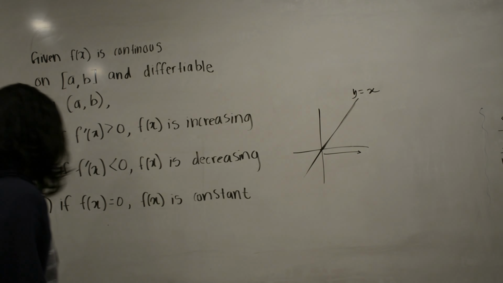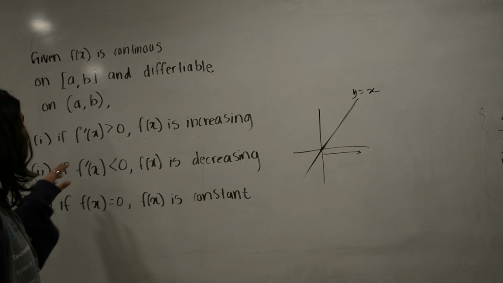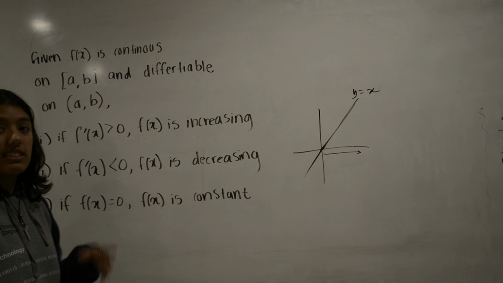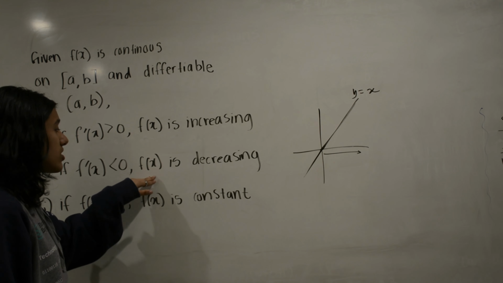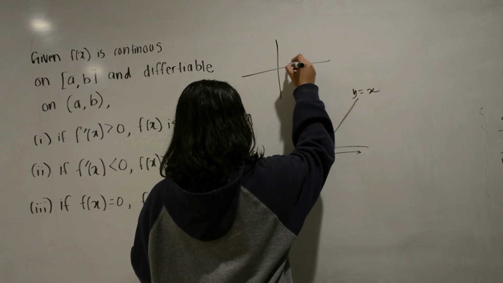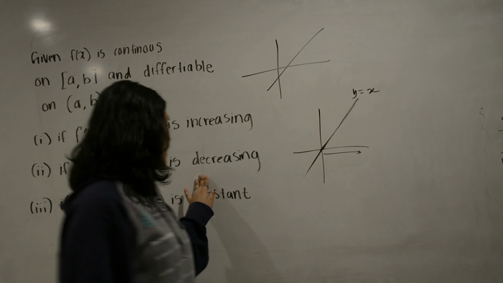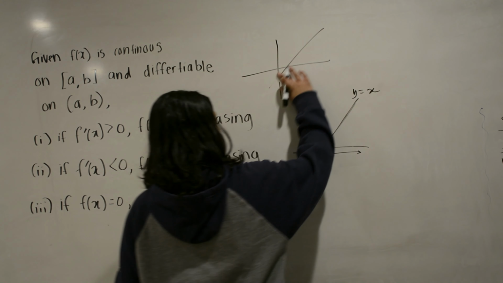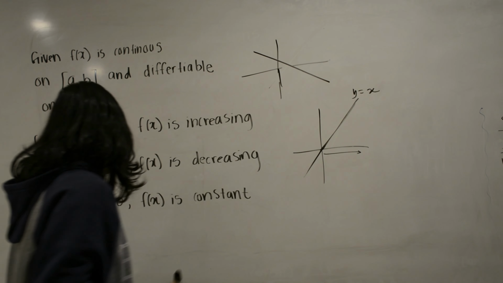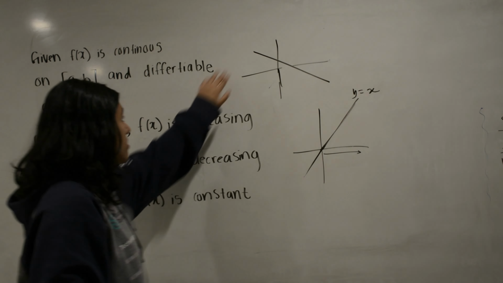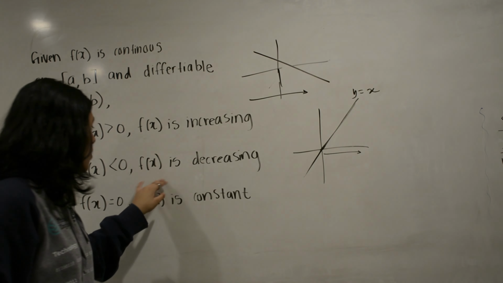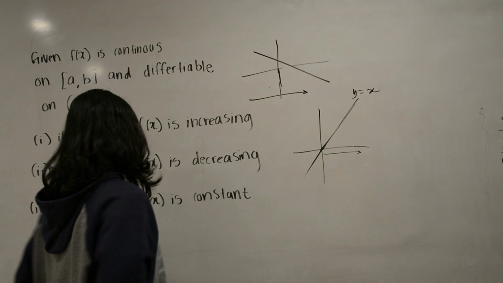So that's one example. Another condition would be if f prime of x is less than 0, meaning that it's negative, the overall function f of x is decreasing. Once again, we can see that if we have another graph, and it goes like this, and we see that it is a negative slope since it's decreasing left to right. So then this overall function is decreasing.